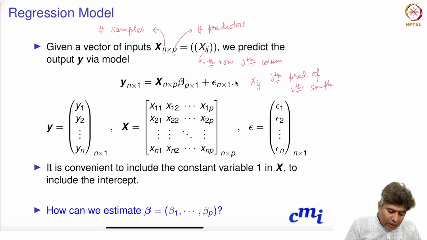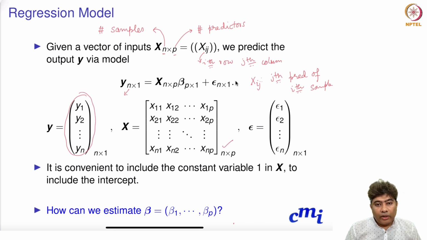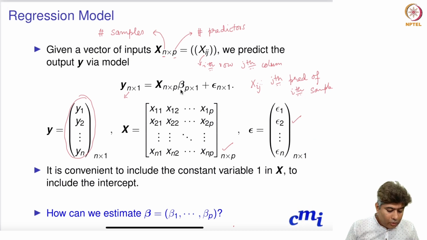Now, y has n rows, so we have n responses here. This is the design matrix or X matrix, and these are the residual errors vector.